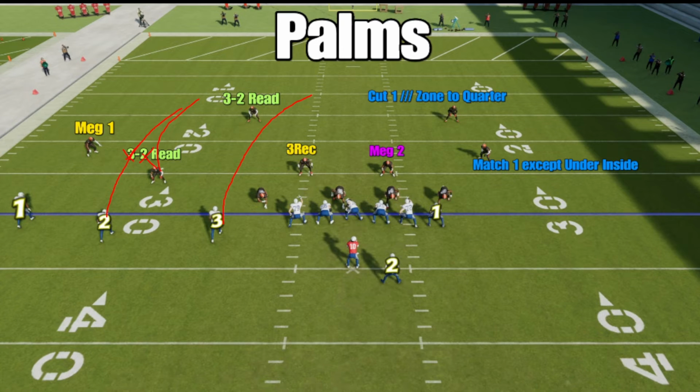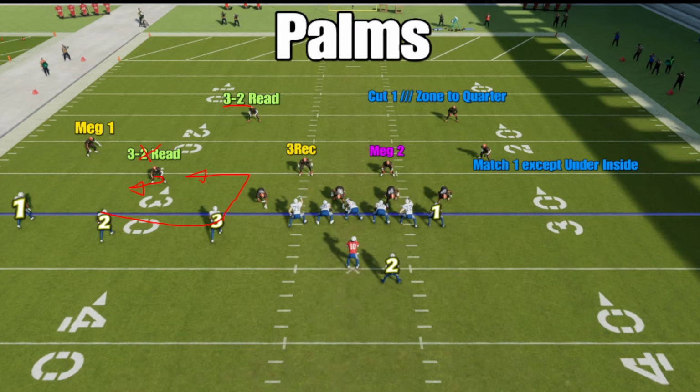The safety is reading 3-2 as well. If 3 goes vertical, all right, then I take him man-to-man. All right? Where it changes is where 3 goes out. 3 goes to the flat, or he goes out. I'm reading 3-2. 3 is out. Okay, now he's my man, and he takes that route. He traps that route. You're looking to be very aggressive on that.